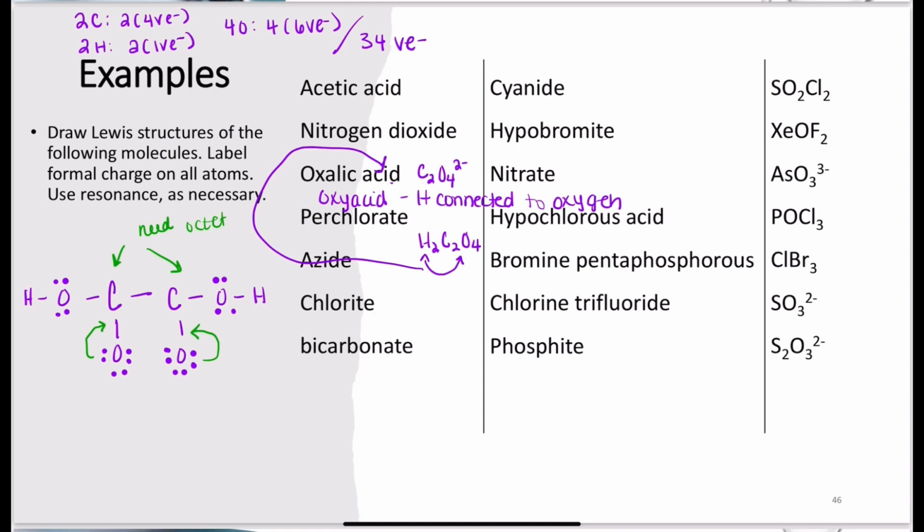Why does the other oxygen not donate? Because oxygen doesn't want more than 2 bonds. It's already got 2 bonds. This already has 2 bonds. They don't want to donate more if they don't have to. So let's go ahead and draw in your double bonds.